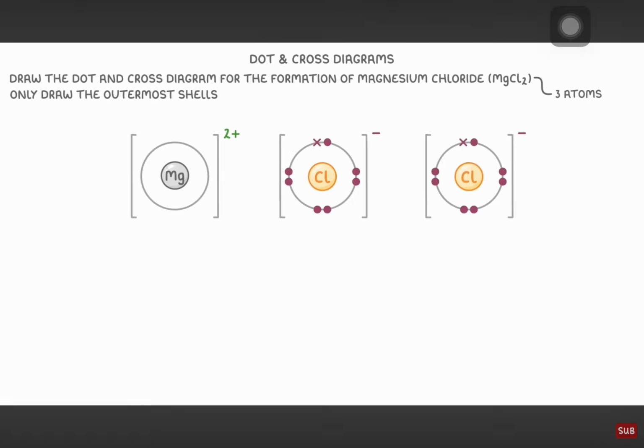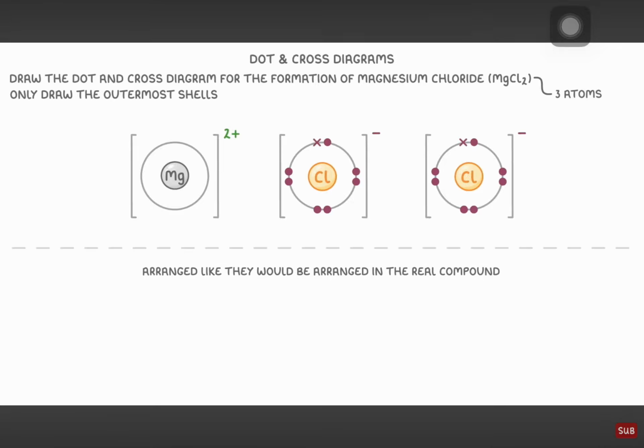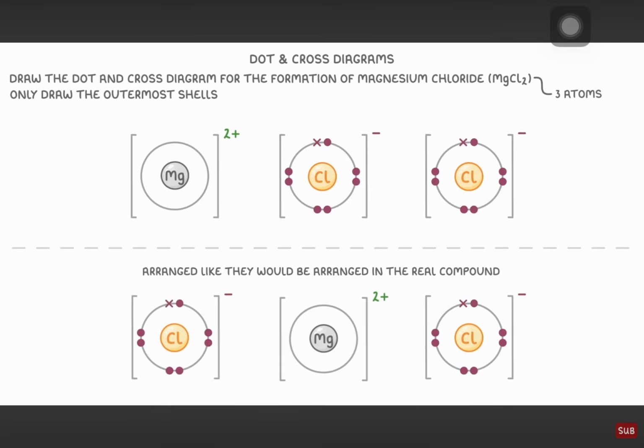This is now pretty much done. However, in dot and cross diagrams involving more than 2 ions, we generally arrange the ions like they would be arranged in a real compound. So because the chlorides would both be attracted to the positive magnesium, we place them on either side of it.